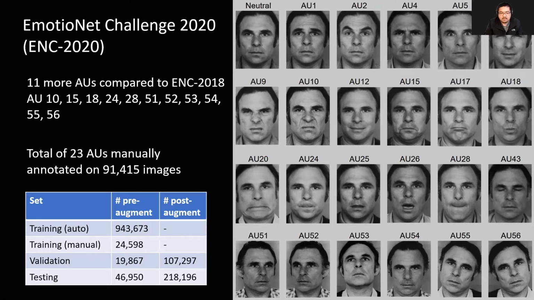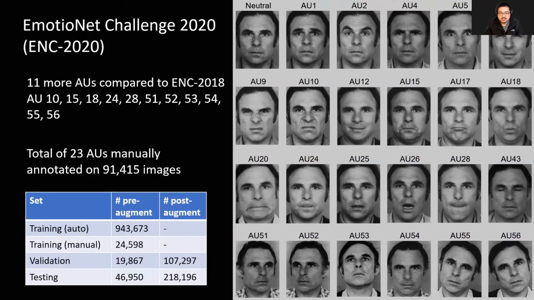Here in the table, I provide you a bit more detail on the exact breakdown of our data set. We have two subsets as training set. The automatic set, which is annotated by an automatic algorithm, is pretty large. It has about 950,000 images. Another set, also for training, is called the manual set, or sometimes the optimization set. This set is smaller. It has 24,000 images, but it is annotated by professional FACS coders.